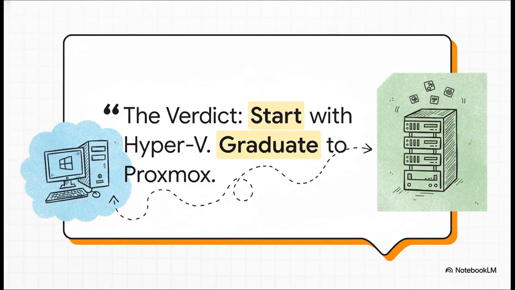So the question isn't really Hyper-V or Proxmox. The real question is, where are you on your home lab journey right now?